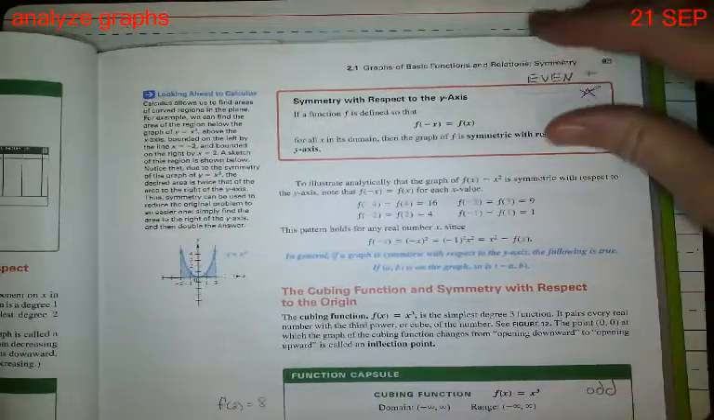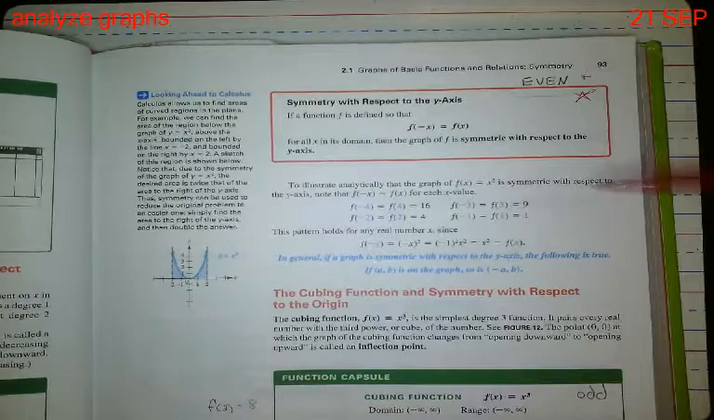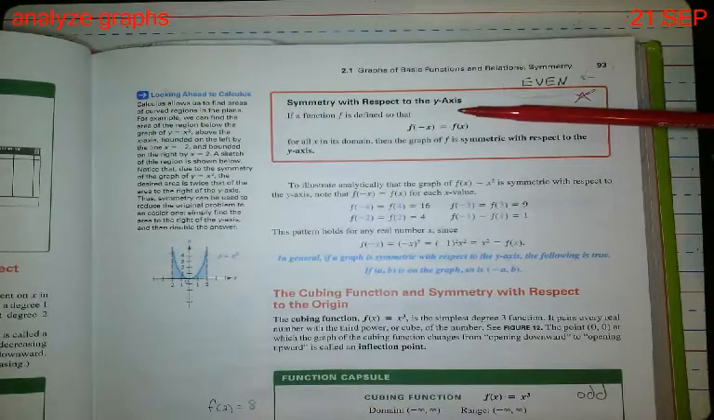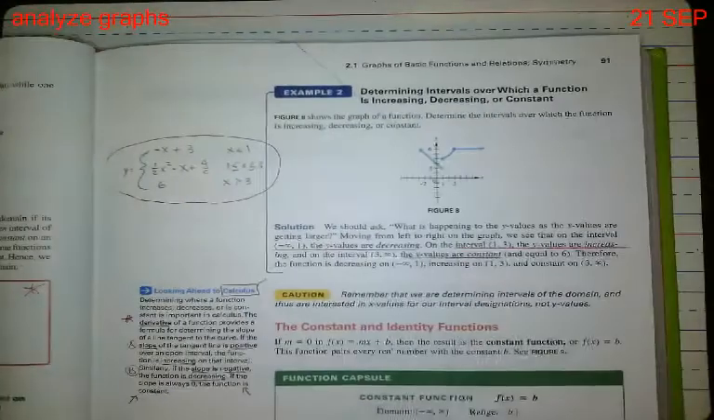Okay. Symmetry with respect to the x-axis. Oops, did I skip a page? I think I did. Back one. There we go. Nope, I didn't.